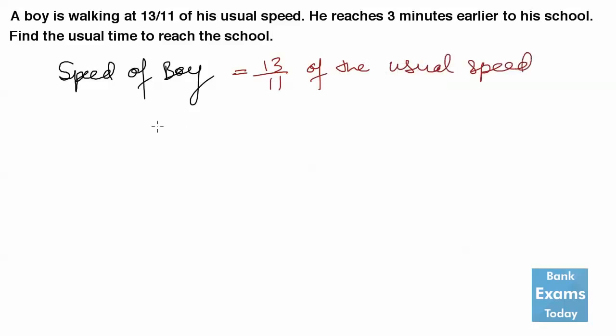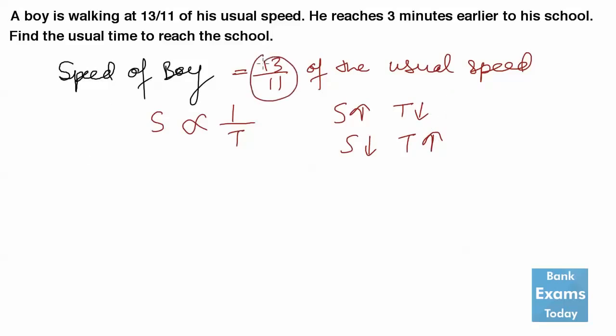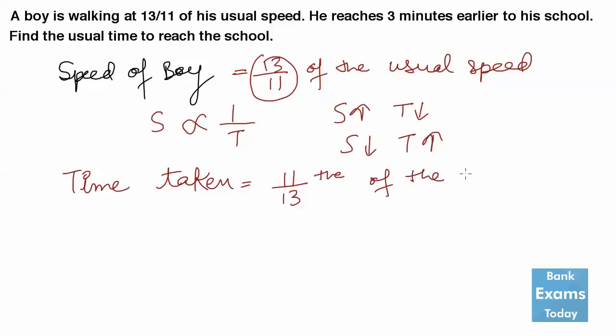As I told you earlier, there is a relationship between speed and the time taken. So speed and time has inverse relationship. So if the speed increases, time taken decreases, and if the speed decreases, the time taken increases. So if the speed increases by 13/11, the time taken will decrease in the same ratio. So the time taken will be 11/13th of the usual time.